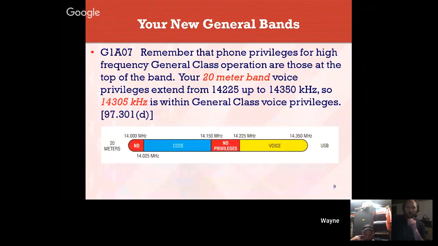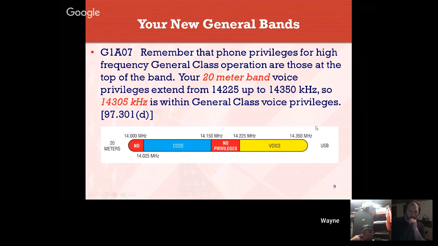Remember that phone privileges for high frequency general class operation are those at the top of the band. Your 20-meter band voice privileges extend from 14,225 up to 14,350. And below that, well, there's a very small segment. You see that little red area there says you have no privileges. The 14.150 to 14.225 is reserved for those that have advanced or extra class license privileges.